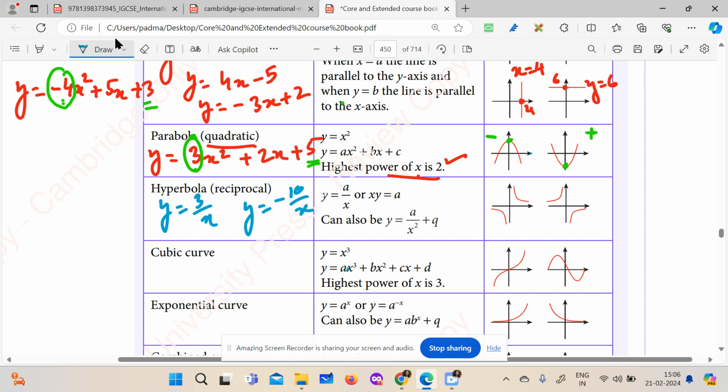Okay, it can also be y is equal to a over x square plus q. Okay, it can be anything. So again, you have to look here. When you have a graph here, right hand side upside, and here, this is for the positive equation. See this one, y is equal to 3 over x. Here this is positive, so your graph is like this.